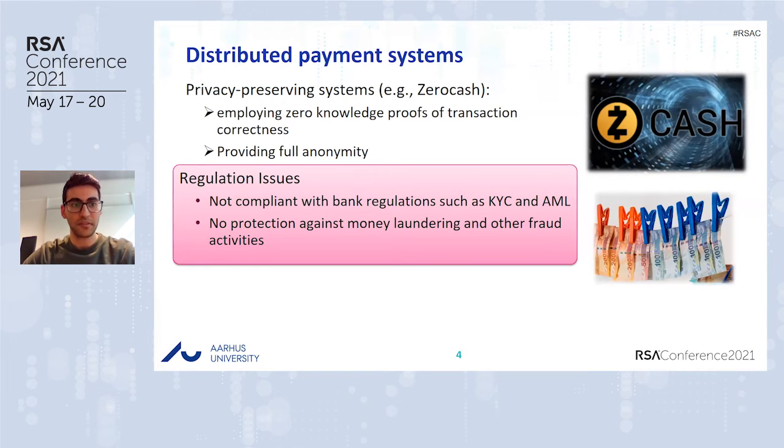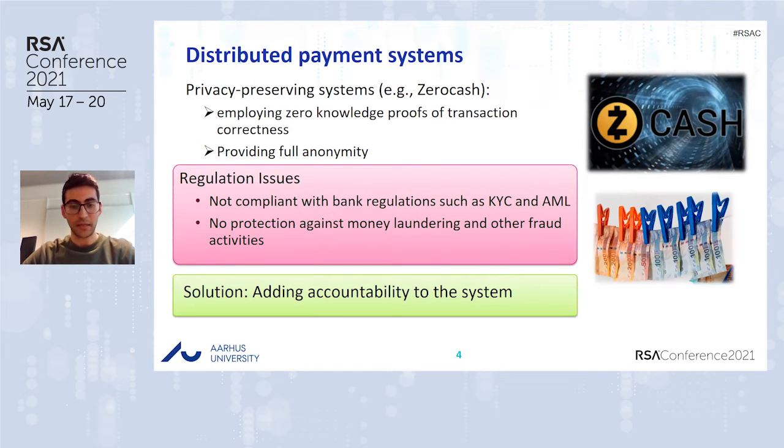To solve this problem, we have the second generation of systems, privacy preserving systems such as Zcash, that use zero knowledge proofs for the correctness of transactions. And they have this advantage that they provide full anonymity for the users. But now the issue is that they are not compliant with bank regulations such as know your customer and anti-money laundering rules. And the fact that they don't provide any protection against money laundering makes these systems very attractive for fraud activities. So the solution for this problem is to add accountability to the system, meaning that in the case of a reasonable suspicion, there are some authorized parties in the system that can revoke the anonymity of the user and see the transaction history, et cetera.